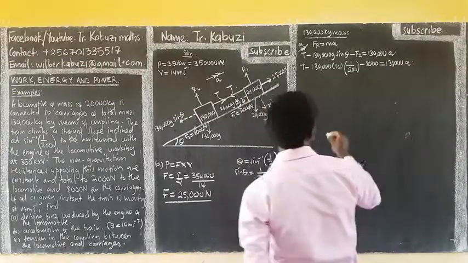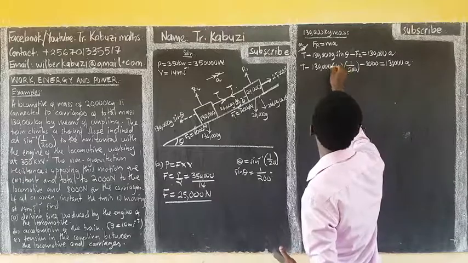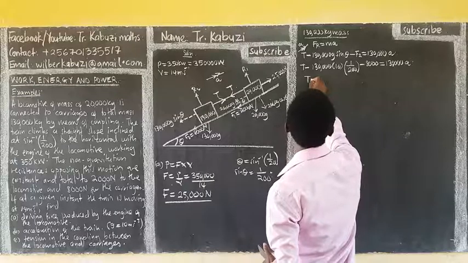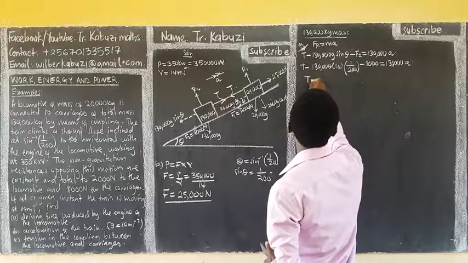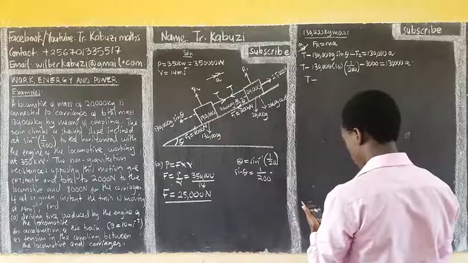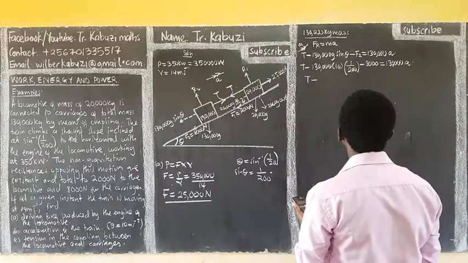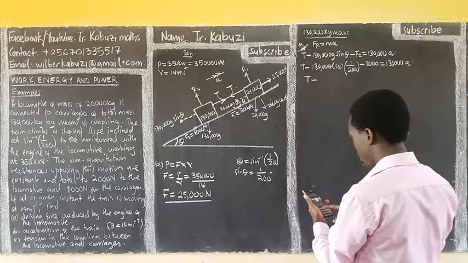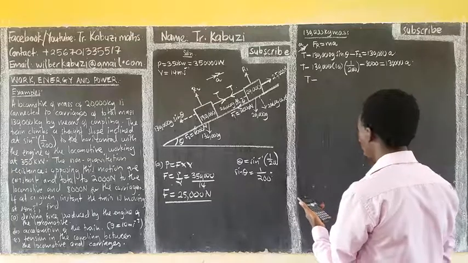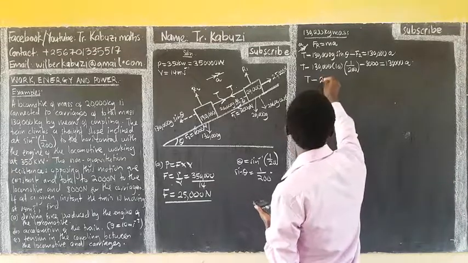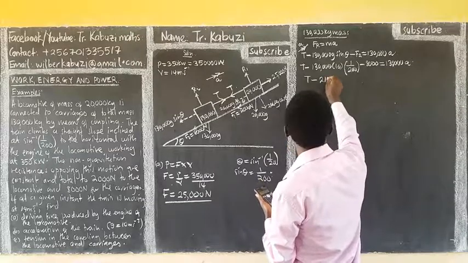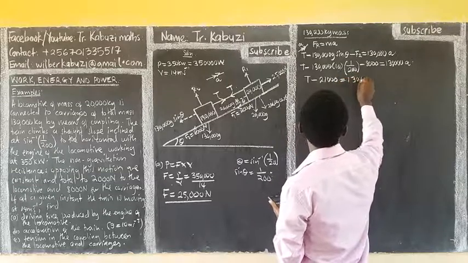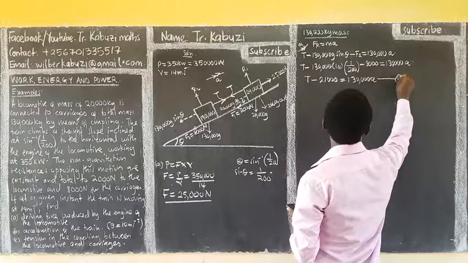Simplifying all of that, these two zeros will go. So I'll be having my T minus, this is going to give me 650, these two zeros are gone, then plus 8,000 equals 130,000 a. I call this equation 1.